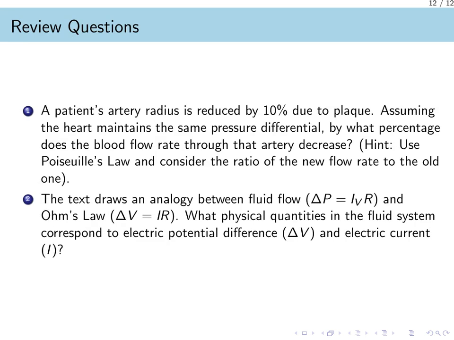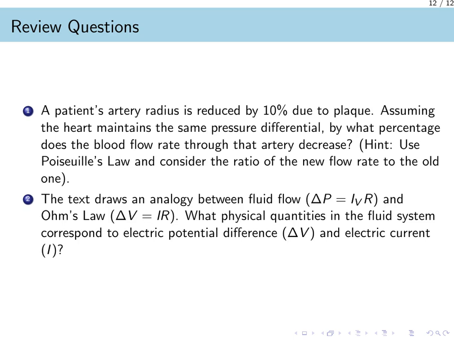To wrap up, let us apply our understanding of fluid dynamics with 2 review questions. The first question presents a biomedical scenario. A patient's artery radius is reduced by 10% due to plaque. Assuming the heart maintains the same pressure difference, by what percentage does the blood flow rate decrease? To solve this, use Poiseuille's law, focusing on the powerful dependence of flow rate on the radius to the fourth power. As the hint suggests, a good strategy is to set up a ratio of the new flow rate to the old one. This will allow the other terms to cancel out.